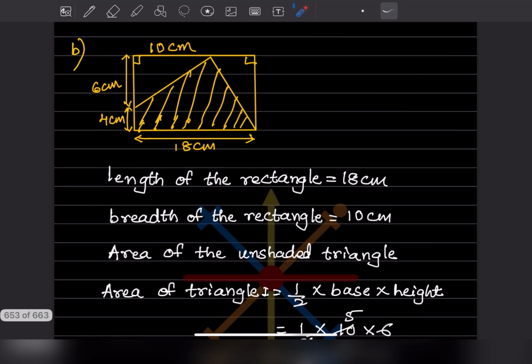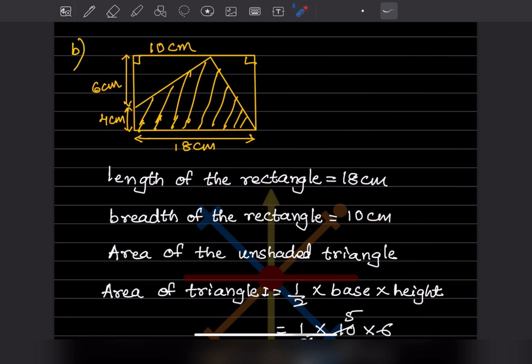Now this is the figure given. We want the area of the shaded one, this one. You can see this is the rectangle, and from it we have to subtract these two areas to get this area. First, the length of the rectangle, that is 18. The breadth is given here, 6 plus 4, that is going to be 10.